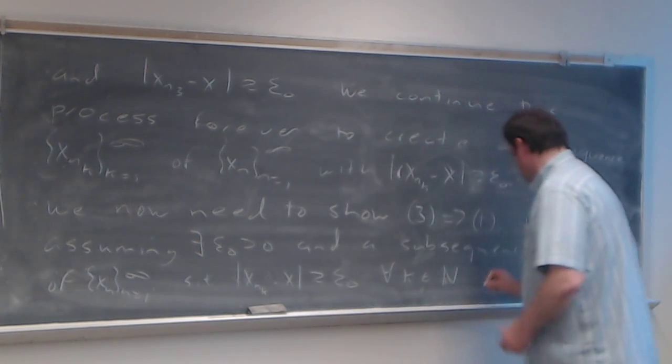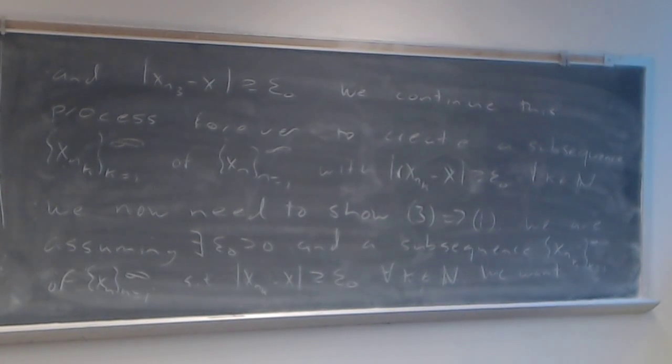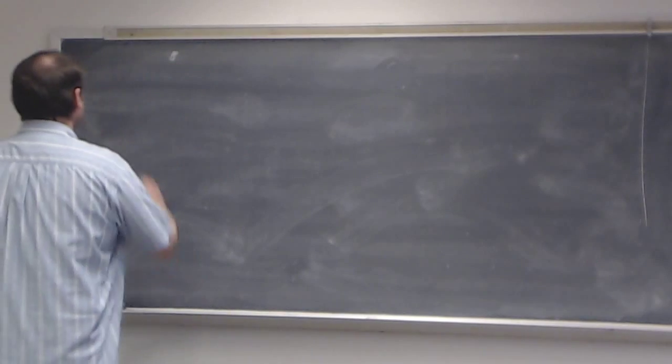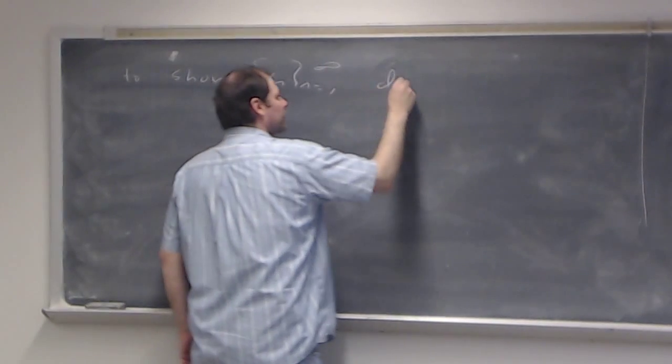What is it we want to show? What's 1? What is it we want to show? X of n. That's right, John. We want to show that x of n does not converge to x.